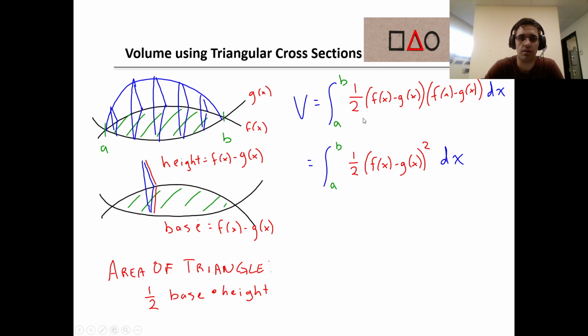So the area for any isosceles triangle that would be a cross section of this solid shape would be 1/2 times the base times the height, or 1/2 times f of x minus g of x times f of x minus g of x, which we can simplify to 1/2 times f of x minus g of x squared. And if we integrate this from a to b, as in a being the beginning intersection point x value, and b being the endpoint x value, we can integrate from a to b of that area function with respect to x, and we will get the volume.